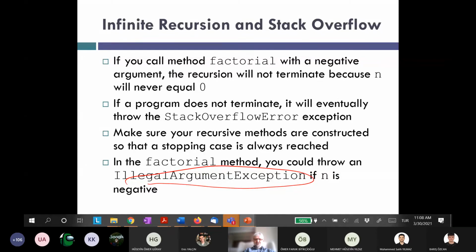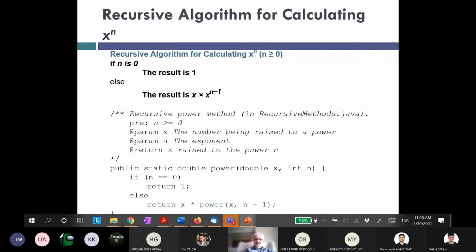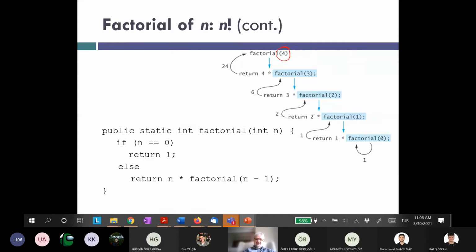So you have to make sure that the stopping case is always reached in the algorithm. Here, for negative values, the stopping case of n equal to 0 is not reached, so you should be careful about it.